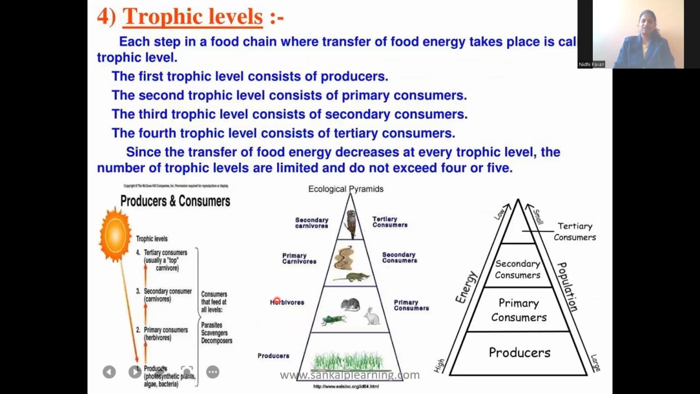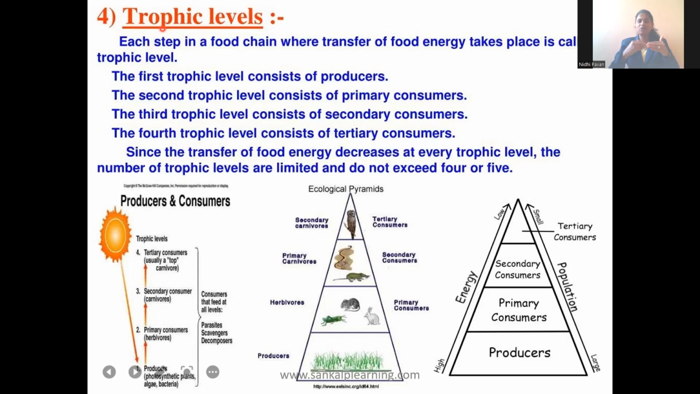The next one is trophic level. As I said, a food chain is a flow of food energy from one stage to another stage, like from producers to consumers, from consumers to decomposers. Each step or each stage in a food chain is called a trophic level. Producer is the first trophic level. Primary consumer is second. Secondary consumer is third trophic level, and tertiary consumer is the last, that is fourth trophic level, right?